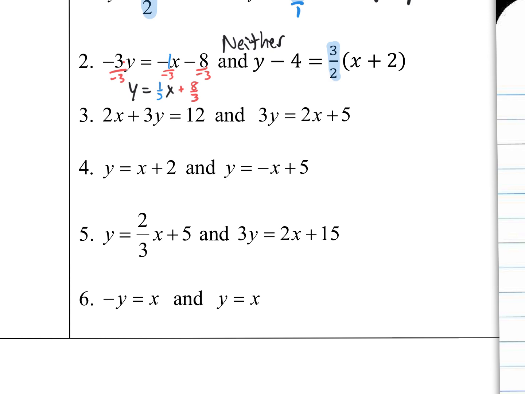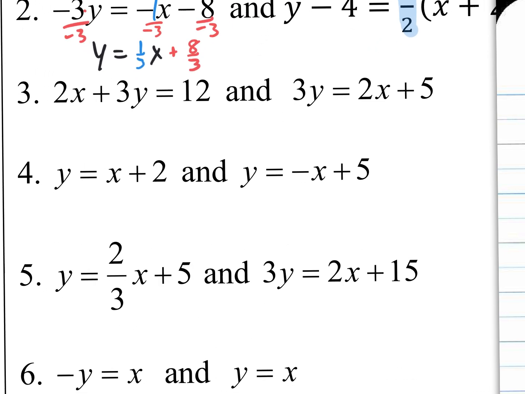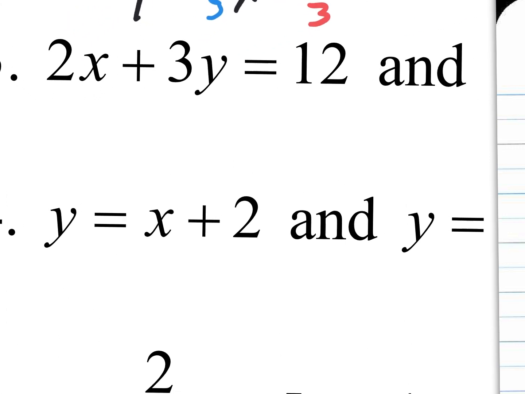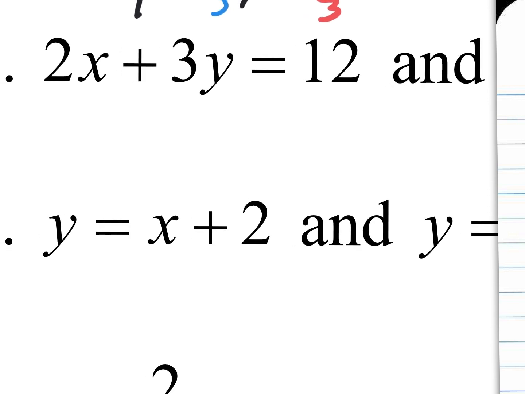And of course, you have to work sometimes to be able to see your slope. In order to see your slope, it has to be either in slope-intercept form, y equals mx plus b, or point slope form, y minus y1 equals m parenthesis x minus x1. If you look at number 3, we have a standard form equation, ax plus by equals c. There is no m in a standard form, so we have to manipulate it. We have to change the way it looks to get it in slope-intercept form to be able to see the m.